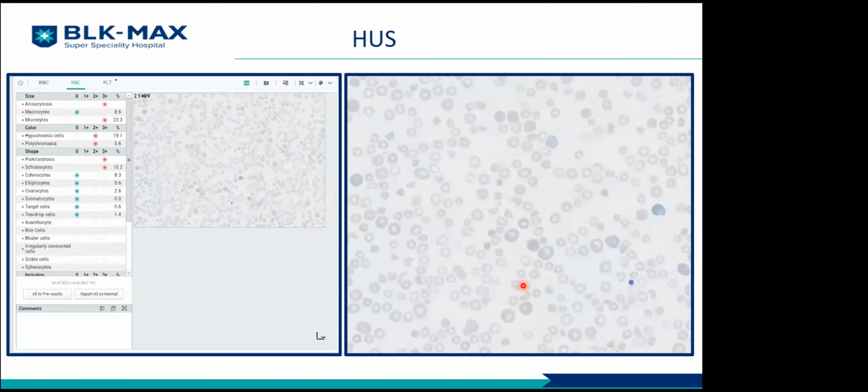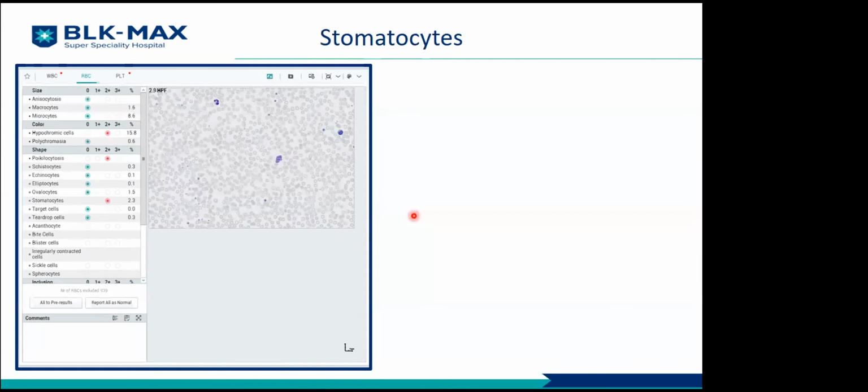Again, there was another case, this was a child in whom we were able to pick up the fragmented red cells on the hematology analyzer. You can appreciate these fragmented red cells, which are there in this image. You can also appreciate the presence of polychromatic RBCs. All these bluish colored RBCs are picked up very beautifully on the digital morphology platform. And this was a child of hemolytic uremic syndrome, and we were able to pick it up.